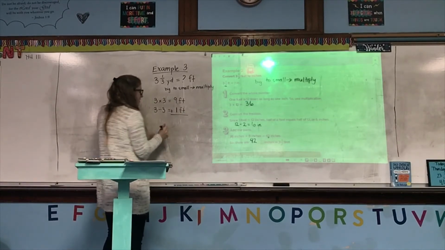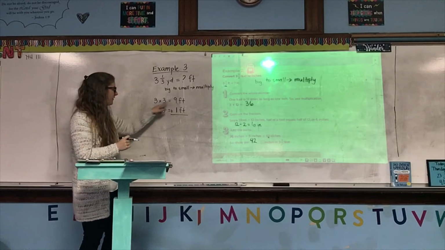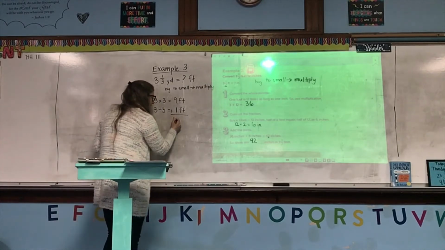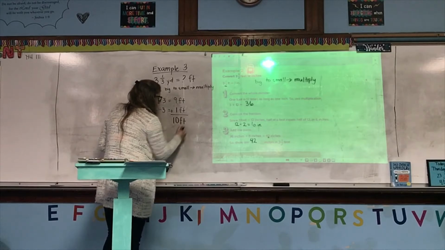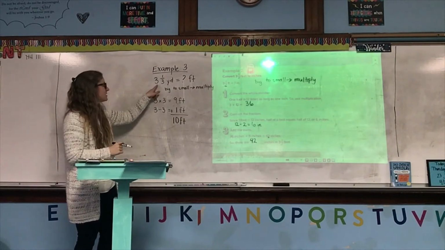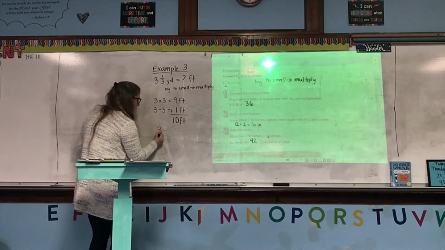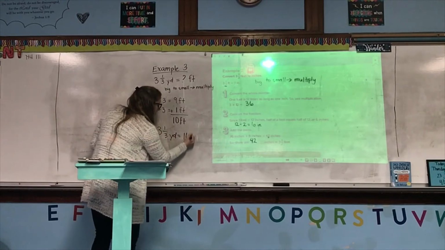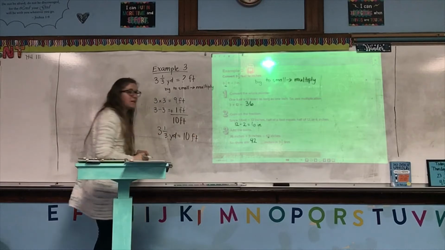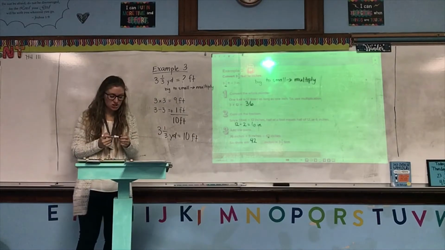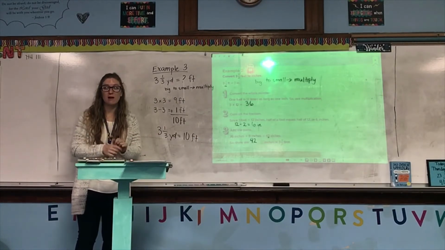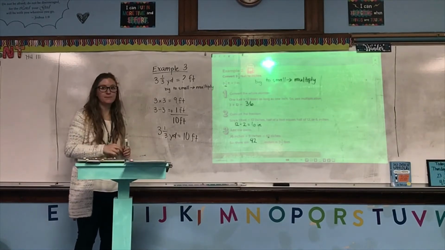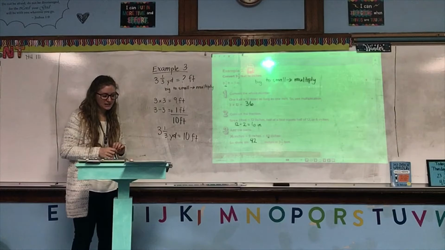Now, we are just going to add the number of feet in the whole number and the number of feet in the fraction together to get 10 feet. So that means 3 1/3 yards is equal to 10 feet. If you have any questions about that, make sure that you reach out to me later today and I will help you. Okay, make sure that you have finished writing this.